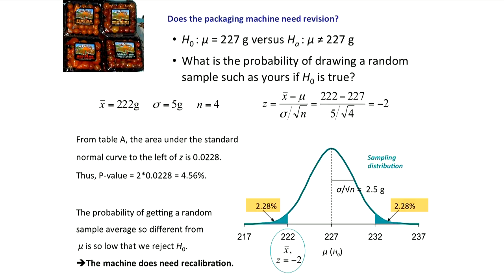And so because of this, from our sample, if we're using these criteria, we would say that yes, the machine does seem to be off, and we probably need to try changing it a little bit. We need to recalibrate it in order to get closer to what we're advertising is the amount of tomatoes that are in each package.